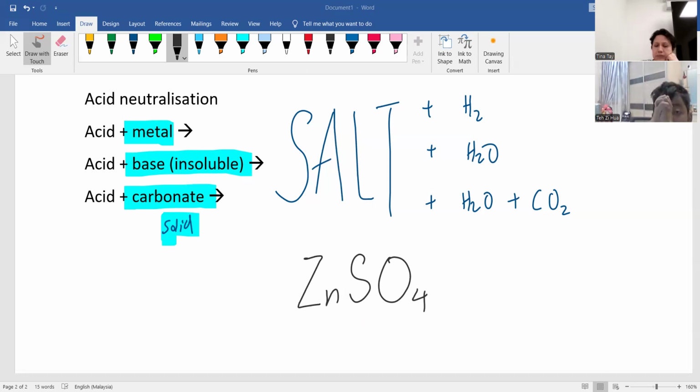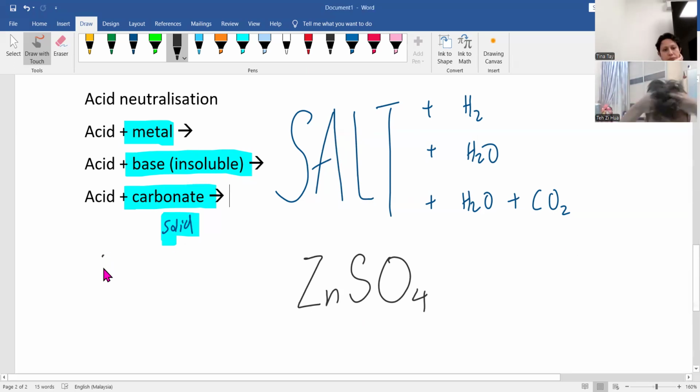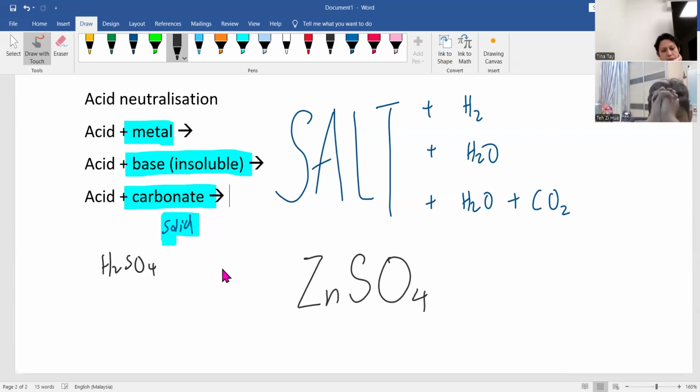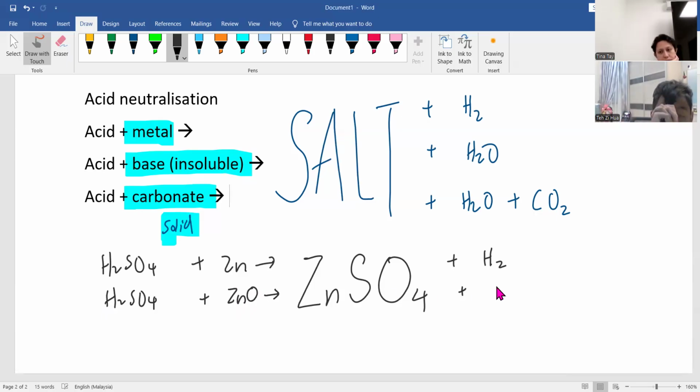So, H2SO4 plus zinc is ZnSO4 plus H2. And the next one is H2SO4 plus ZnO is ZnSO4 plus H2O. Last one is H2SO4 plus ZnCO3 is ZnSO4 plus H2O plus CO2.